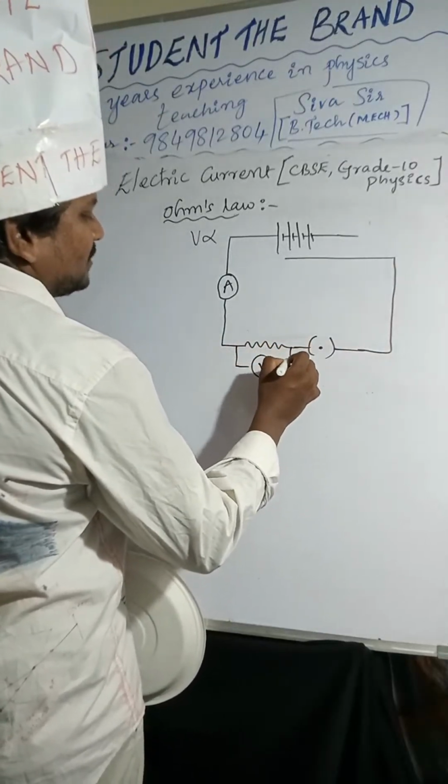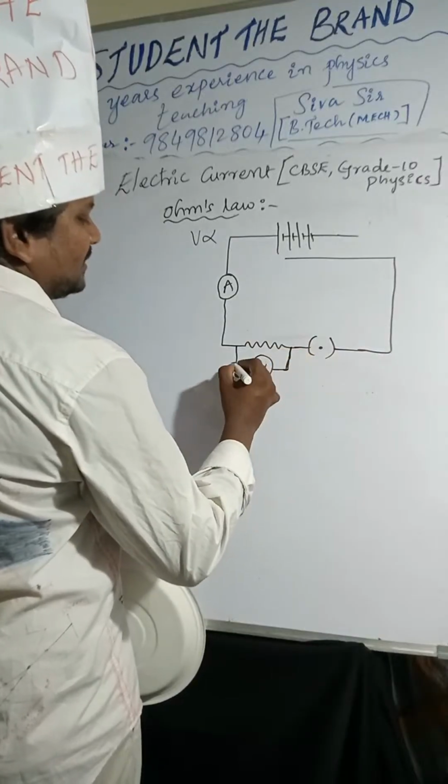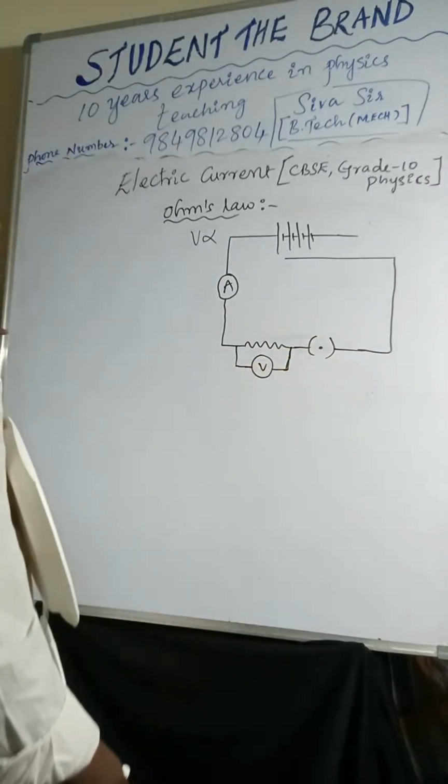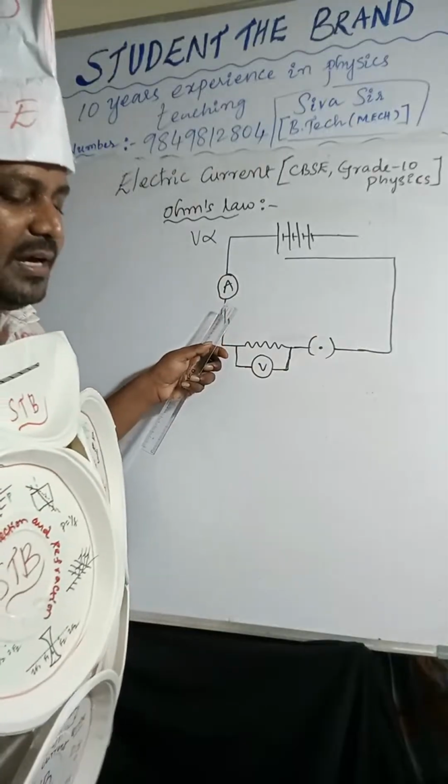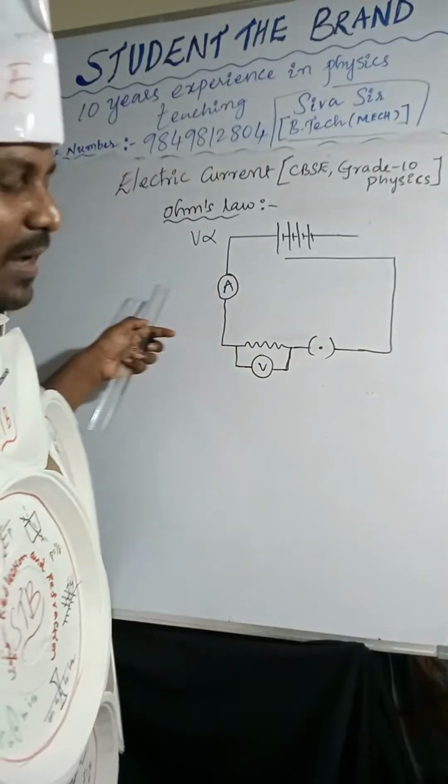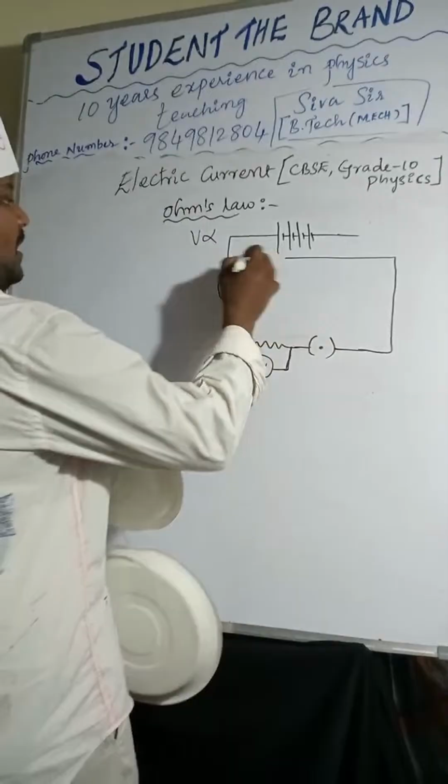Voltmeter is a device which measures the potential difference across a given metallic conductor. Ammeter is a device which measures the electric current.